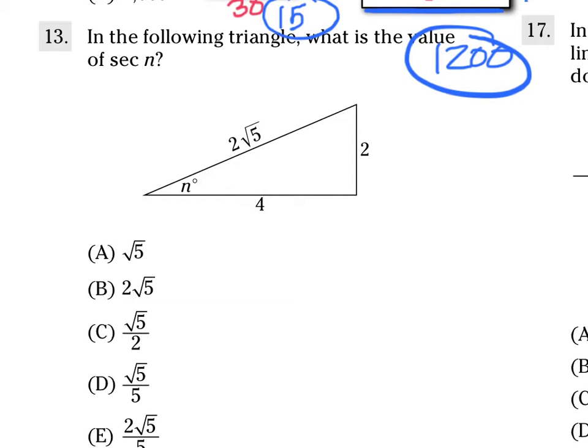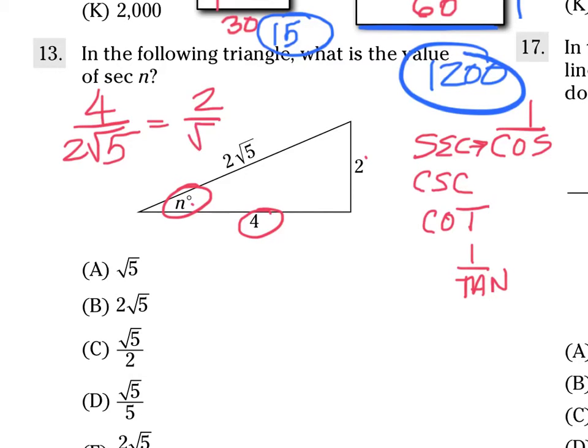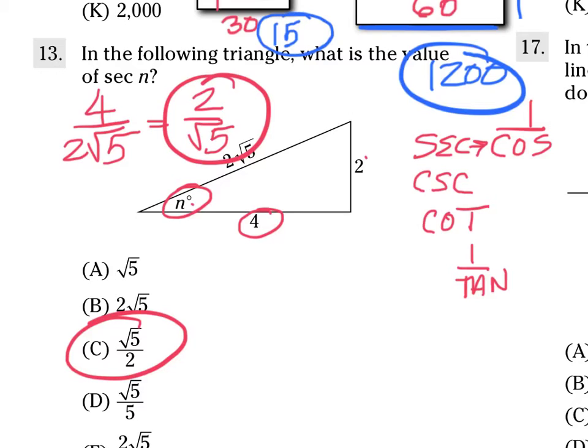In the following triangle, what is the value of secant n? So this one up here, cosine refers to secant, but it's going to be the reciprocal of it. 1 over cosine will give you secant. So if you do cosine in relation to the angle n, that would be 4 over 2 square root of 5, which reduces to 2 over square root of 5. But you're looking for secant, so you have to flip that, and you're going to end up with square root of 5 over 2. So this one is cosine. This one's going to be tangent. That would be sine. 1 over sine.